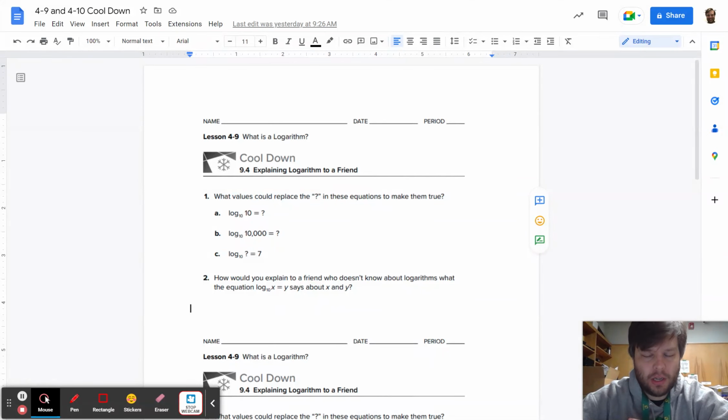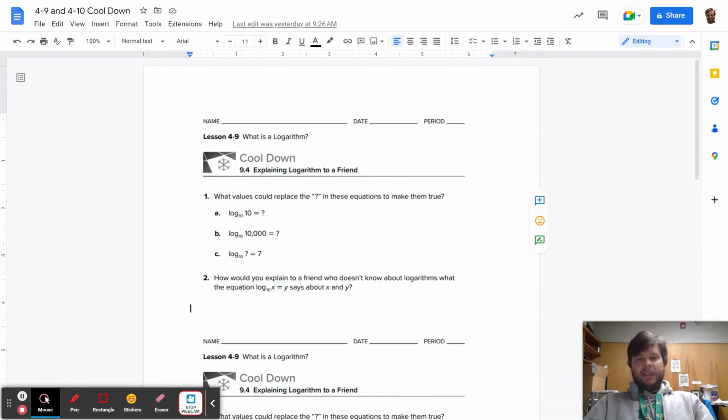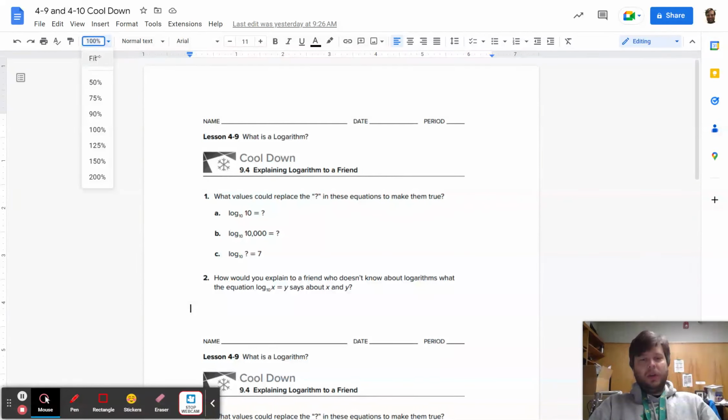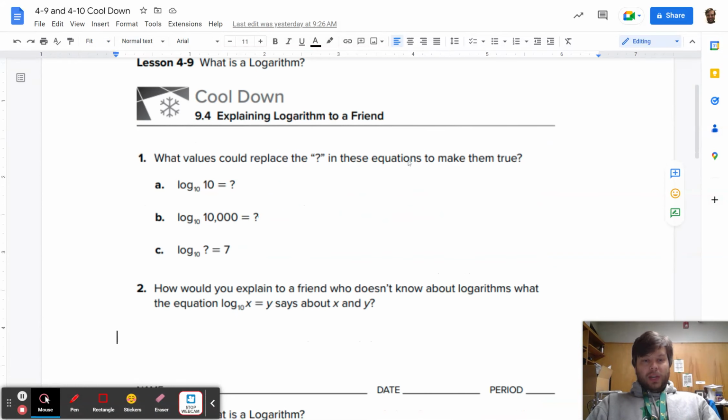So we're working on logarithms. We had a good intro day to them, and this was the cooldown, the exit ticket from that. So if you're able to do these problems, you're in a good spot on your logarithm understanding so far. So what we're looking at is what does it mean to have a logarithm? And we're starting out with just base 10.